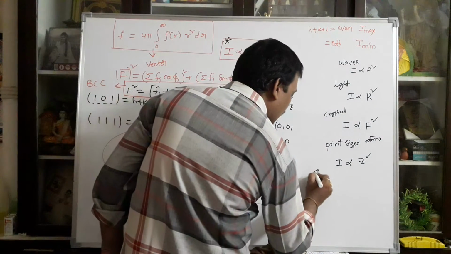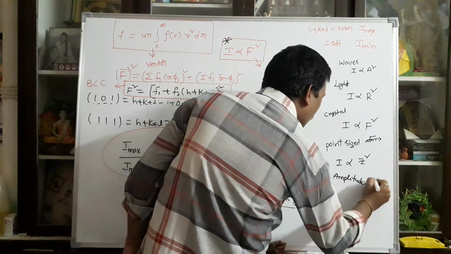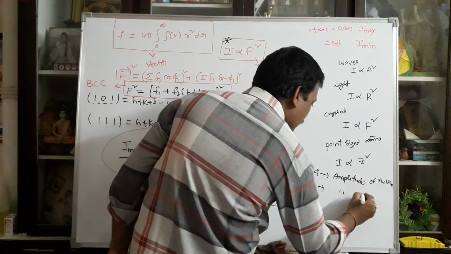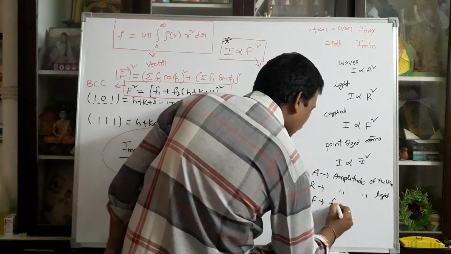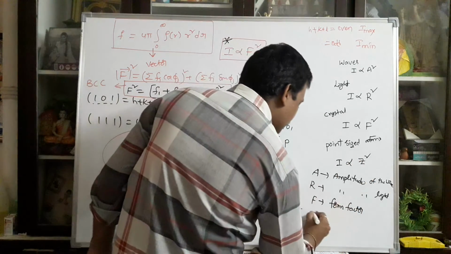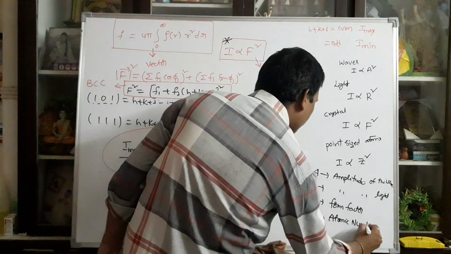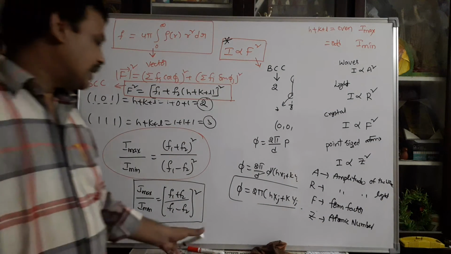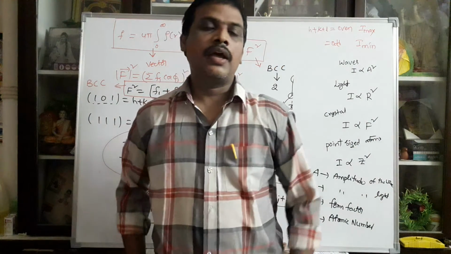Here, capital A is nothing but the amplitude of the wave. Next, R is nothing but the amplitude of the light, and capital F is nothing but the form factor, structure factor or scattering factor. Here Z is nothing but the atomic number. So that is the intensity of diffracted X-rays.